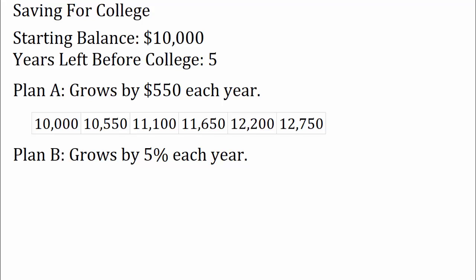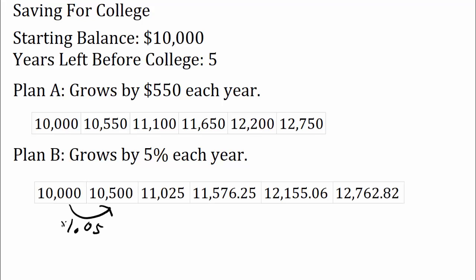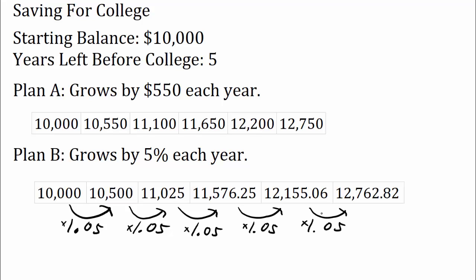In Plan B, the money grows by 5% each year. We notice that at first the money is growing slower than in Plan A. The first year we only added $500. But then eventually we're multiplying a large enough number by 1.05 that we're adding more than $550 each year. So after 5 years, it turns out Plan B was a little bit better.